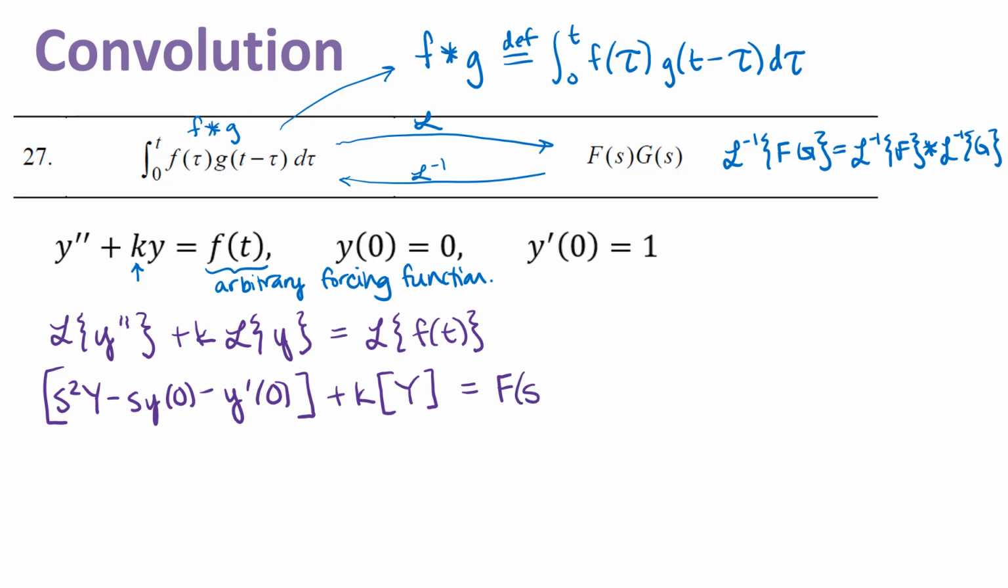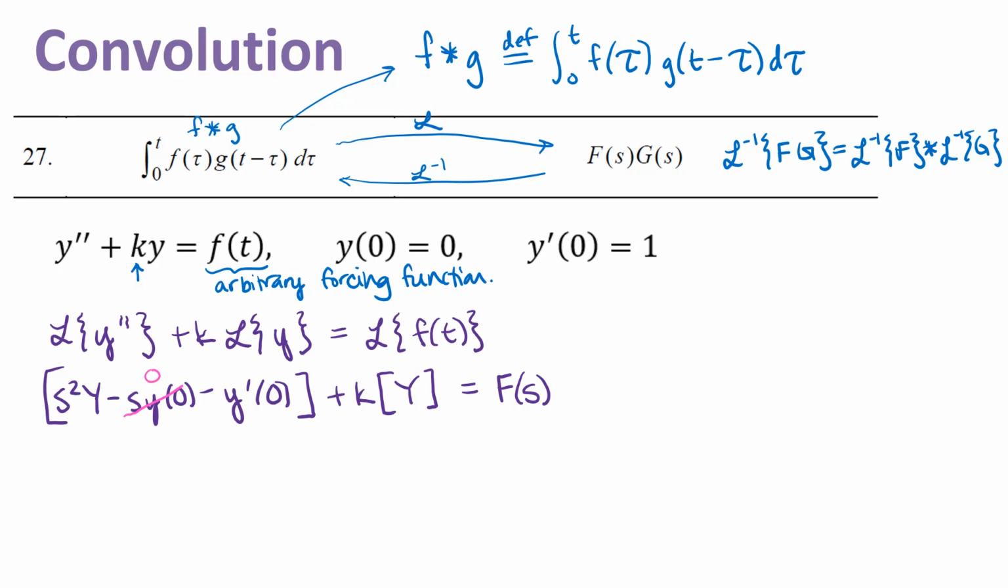I'm going to write the of s here, but in the next step I'm going to drop that of s off because we're going to be solving for capital Y, and we just end up with too many s's on the right side sometimes. So, all right, I took the Laplace transform of both sides of the equation. I'm now going to substitute in my initial conditions. So y of 0 equals 0, so that's convenient.